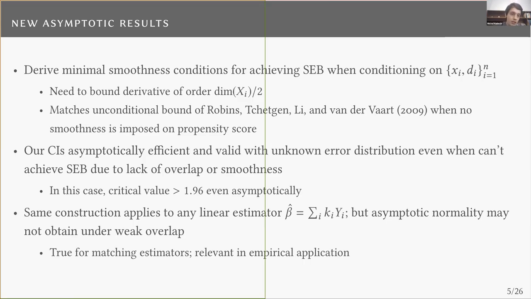As I build up this theory, I'm also going to show you that the same approach to constructing confidence intervals is going to apply to any linear estimator. For any linear estimator, you can construct confidence intervals by using a larger critical value that takes into account the bias of the estimator. But as I'll show, one disadvantage of using any linear estimator is that asymptotic normality may fail in some settings. I'm going to show this, for example, for the matching estimator if there's weak overlap. In contrast, if you choose these weights K optimally, then we'll show that for the optimal estimator, asymptotic normality is always going to obtain even under weak overlap.